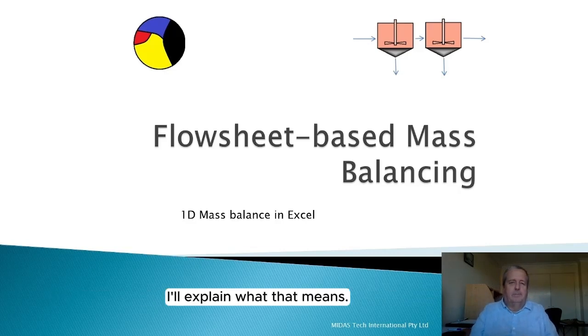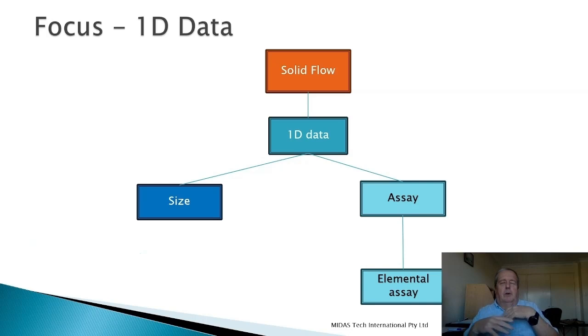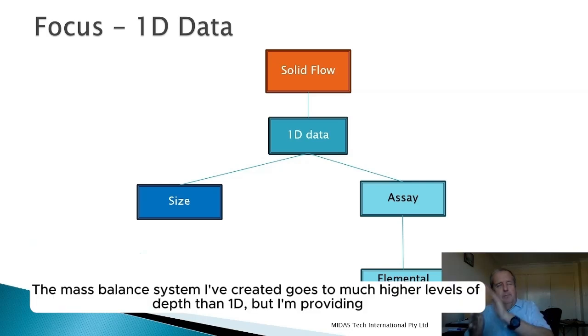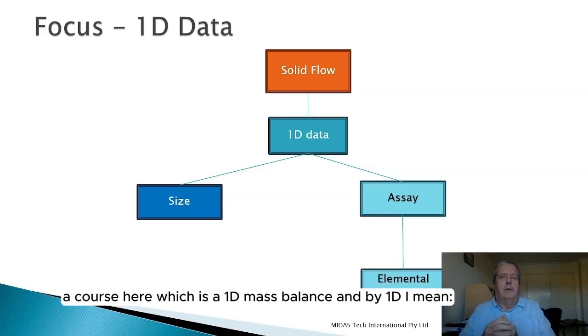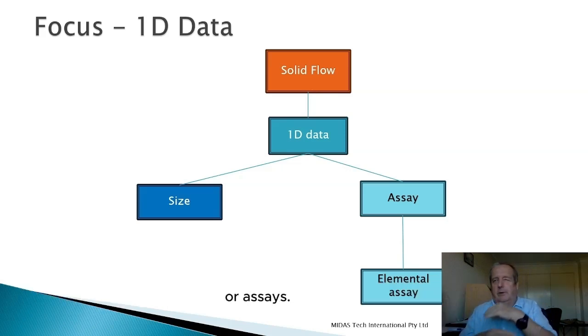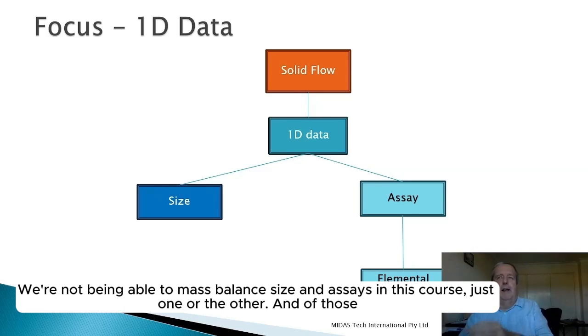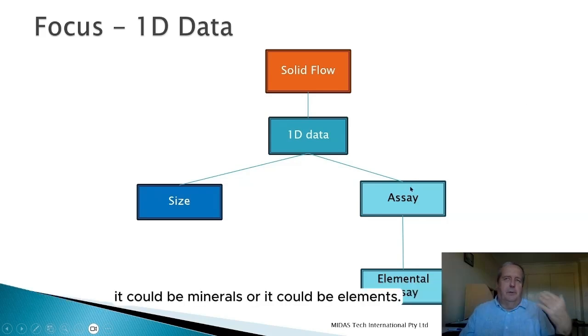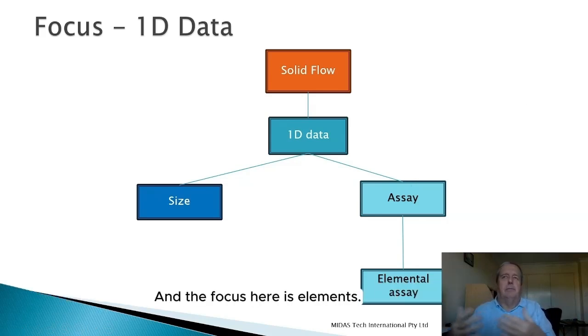Now, here I'm only focusing on what's called a 1D mass balance. I'll explain what that means. And this is a simple diagram. The mass balance system I've created goes to much higher levels of depth than 1D, but I'm providing a course here, which is a 1D mass balance. And by 1D, we have solid flow, of course, which is how much tonnage is going into units, and then size distributions or assays. We're not able to mass balance size and assays in this course, just one or the other. And of those assays, it could be minerals or it could be elements. And the focus here is elements.